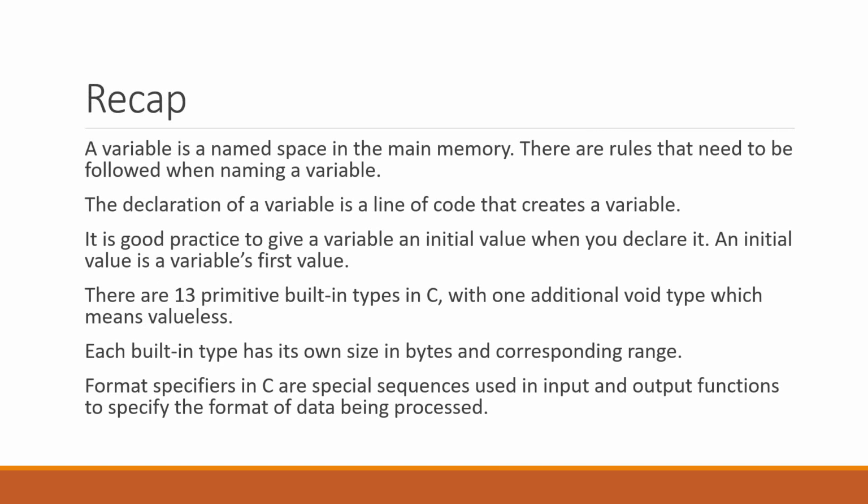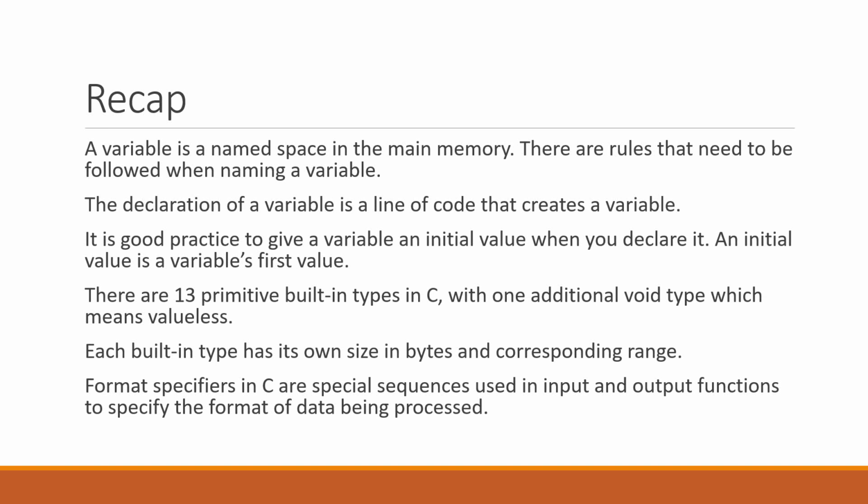As a recap, a variable is a named space in the main memory. There are rules that need to be followed when naming a variable. The declaration of a variable is a line of code that creates a variable. It is good practice to give a variable an initial value when you declare it. An initial value is a variable's first value.